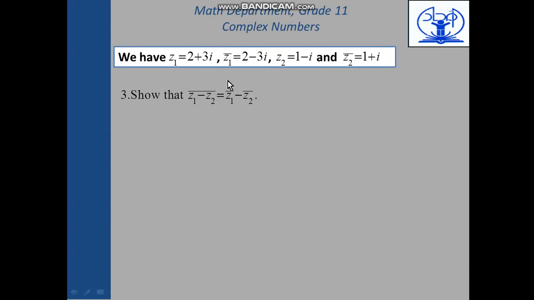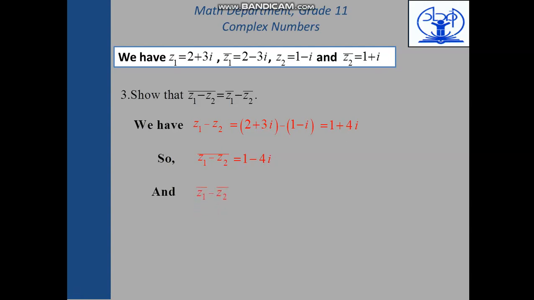We have z1 equal 2 plus 3i, z1 bar is equal to 2 minus 3i. This is a given from the last slide. Show that the conjugate of z1 minus z2 is equal to z1 bar minus z2 bar. We have z1 minus z2 equal 2 plus 3i minus 1 minus i. It's equal to 2 minus 1, real part minus real part, so is equal to 1. 3i minus minus i is equal to 3i plus i, which is equal to 4i. So the conjugate of z1 minus z2 is equal to 1 minus 4i.